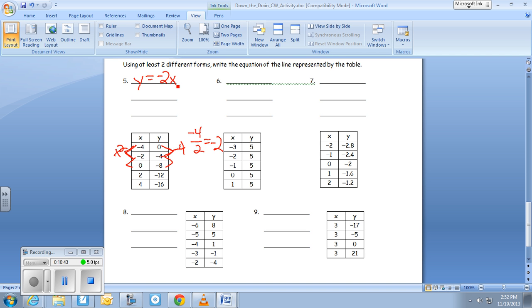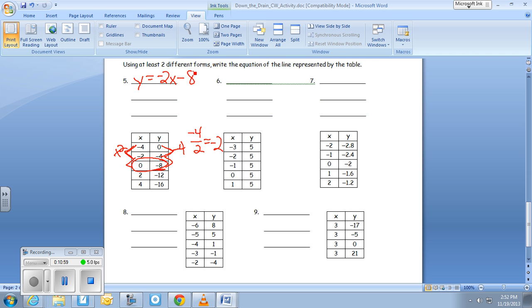Now I know my y-intercept is where x is 0. And all you need to do is look in your table for when x is equal to 0. That should be my y-intercept. So -8 for the remainder of my slope-intercept form.